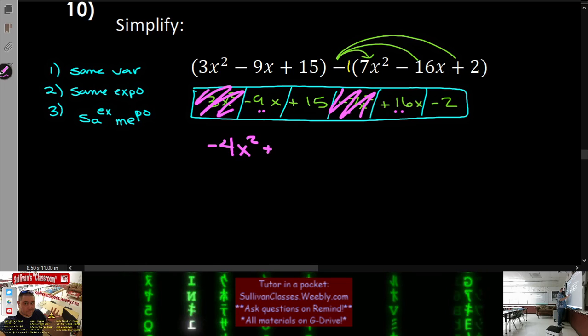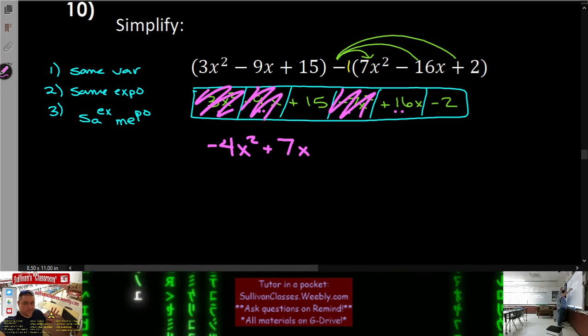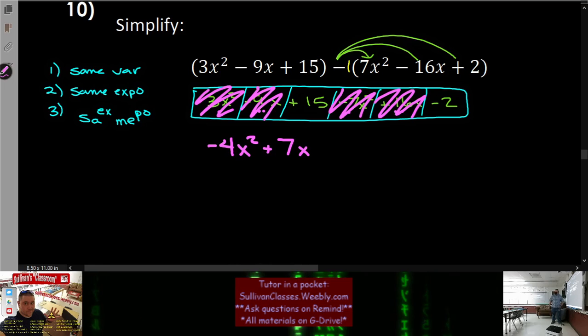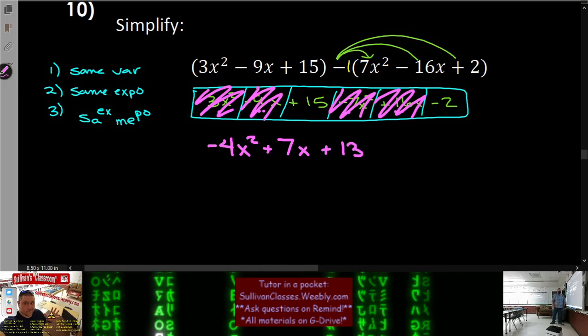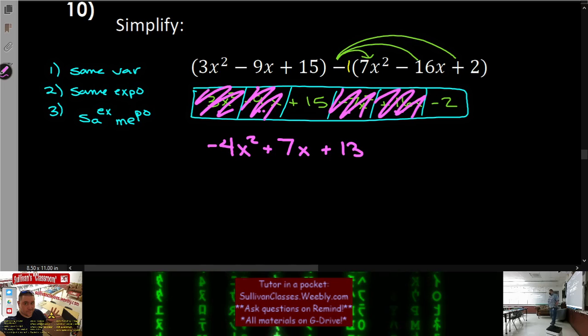And then negative 9x plus 16x makes a positive 7x. And finally, 15 minus 2 is a positive 13. That all we have to do? Yes.